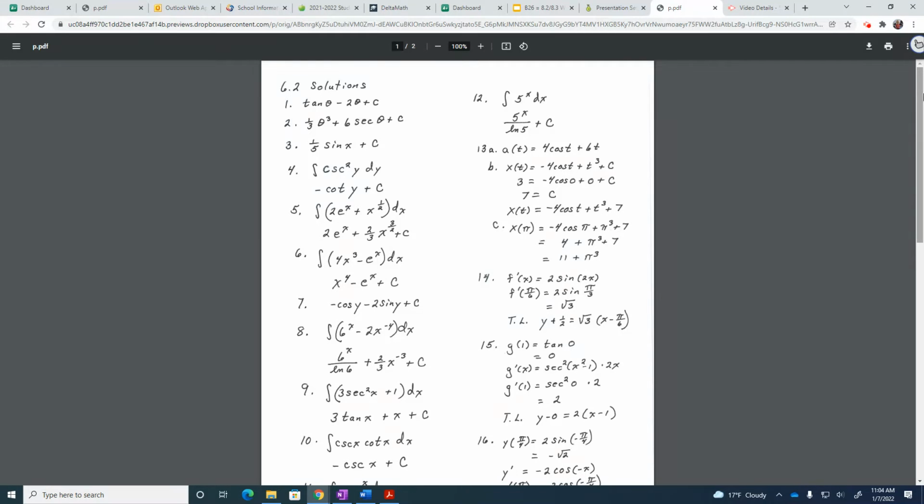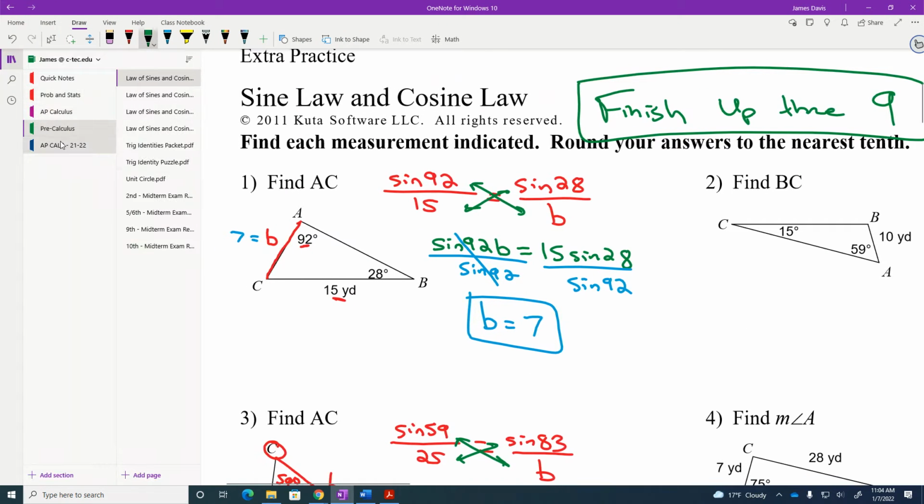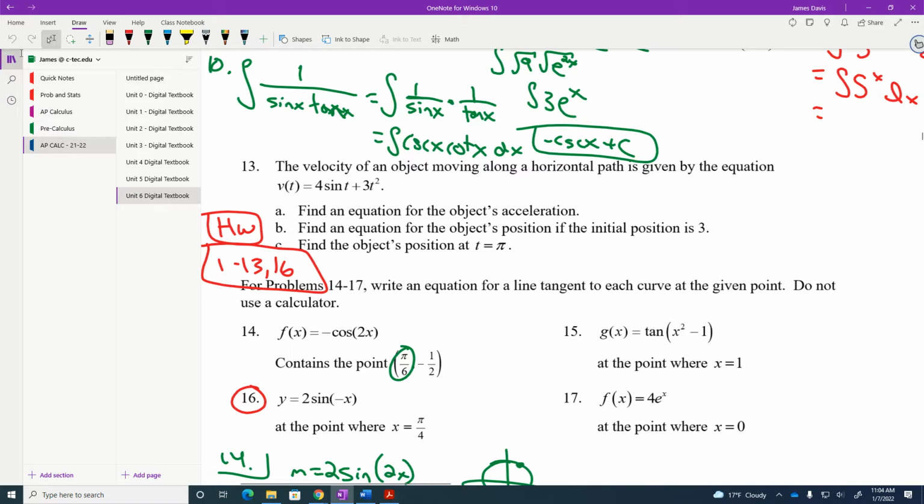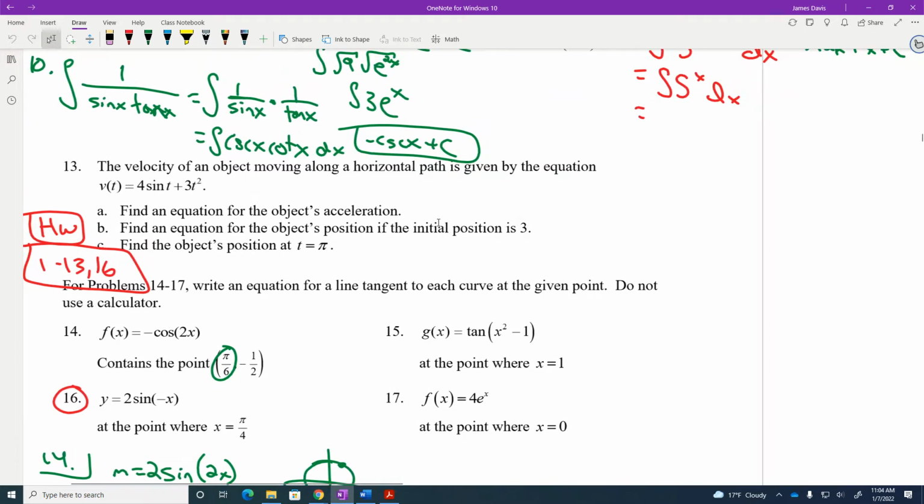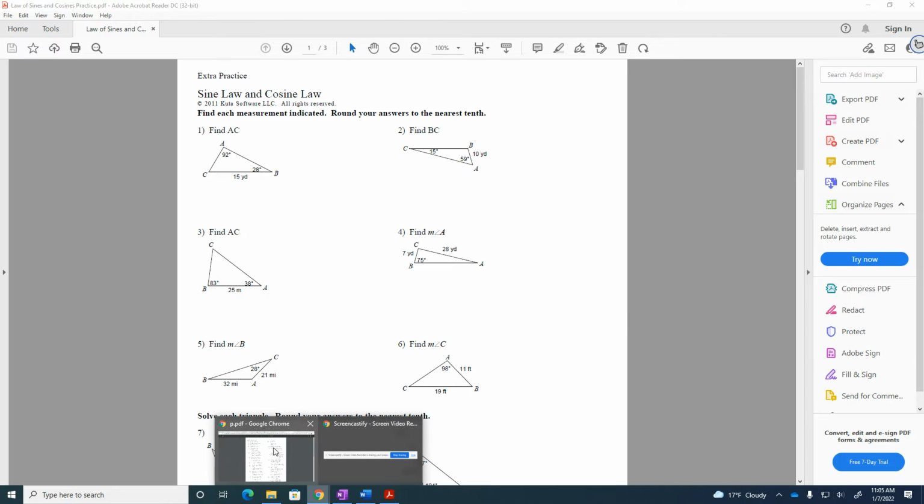Go ahead and check out your solutions. What's that assignment here? Going to do 1 through 13 and then number 16 as well. We did a lot of the simplification on these already, but you check those out.